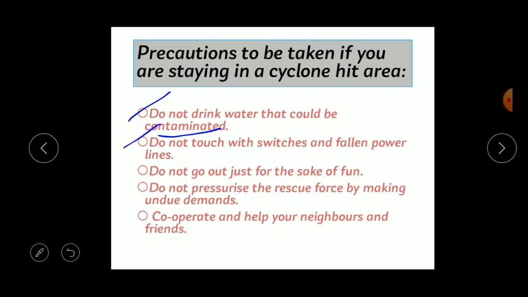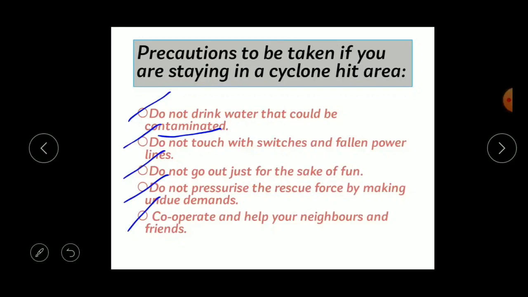The next point is do not touch switches and fallen power lines. Stay away from touching wet switches and fallen power lines. The next point is do not go out just for the sake of fun. You should stay at home. Don't go outside just for the sake of fun. The next point is do not pressurize the rescue force by making undue demands. One should not pressurize the force team by making unnecessary demands at the time of cyclone. Next, you have to cooperate with that situation.